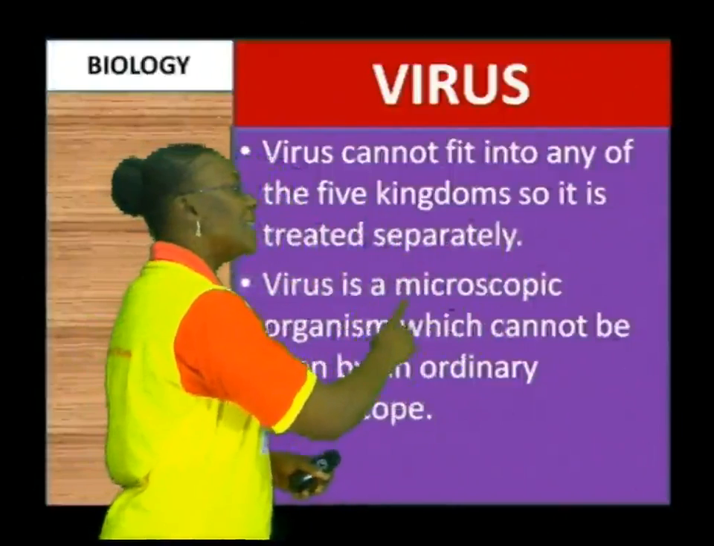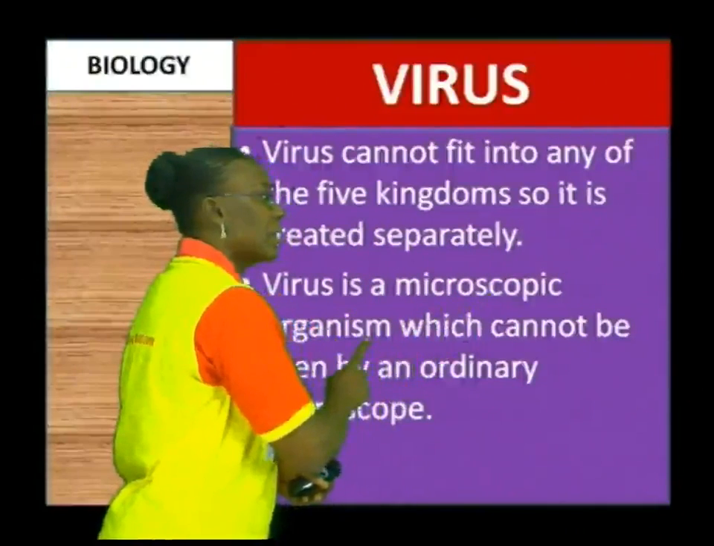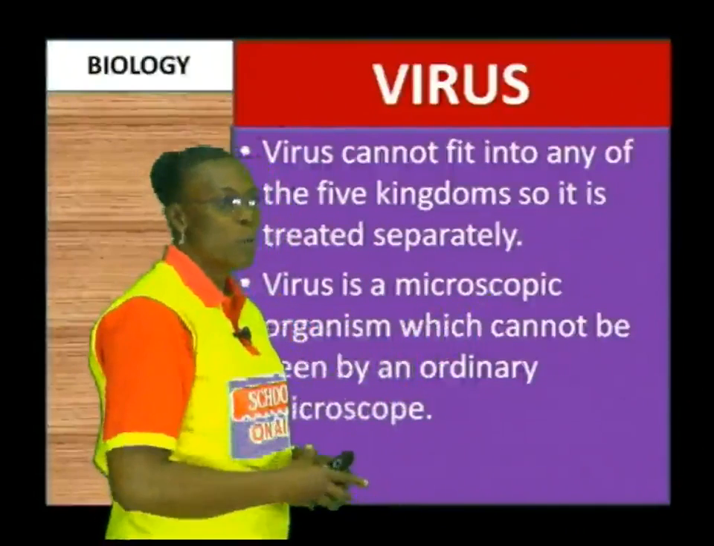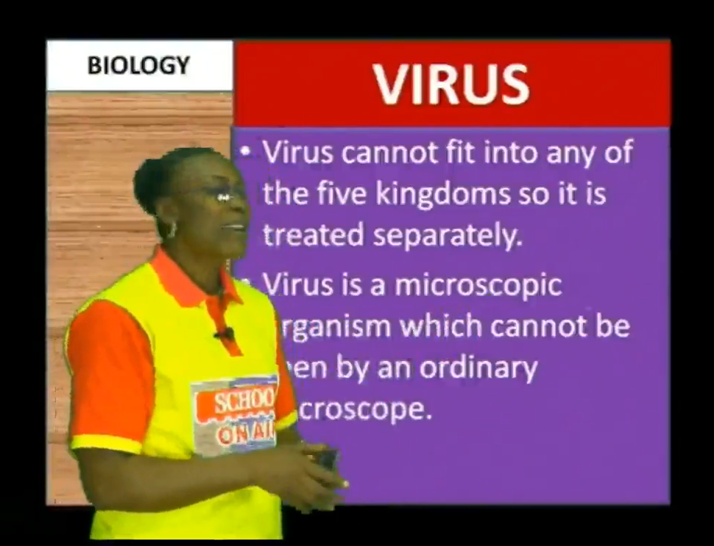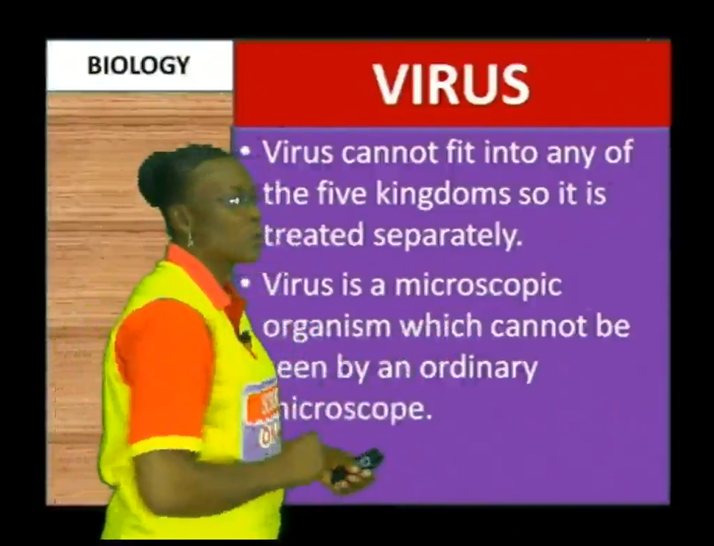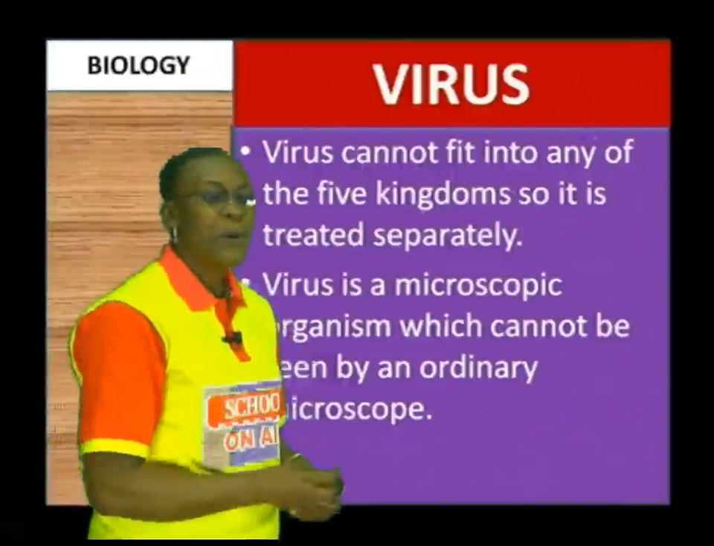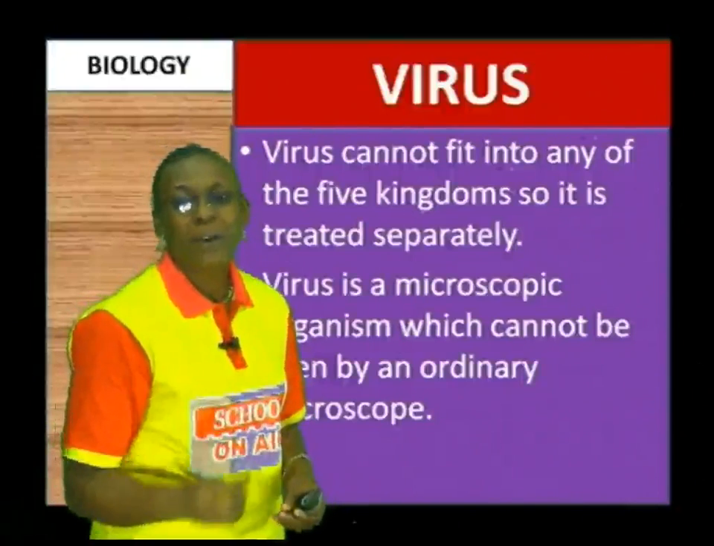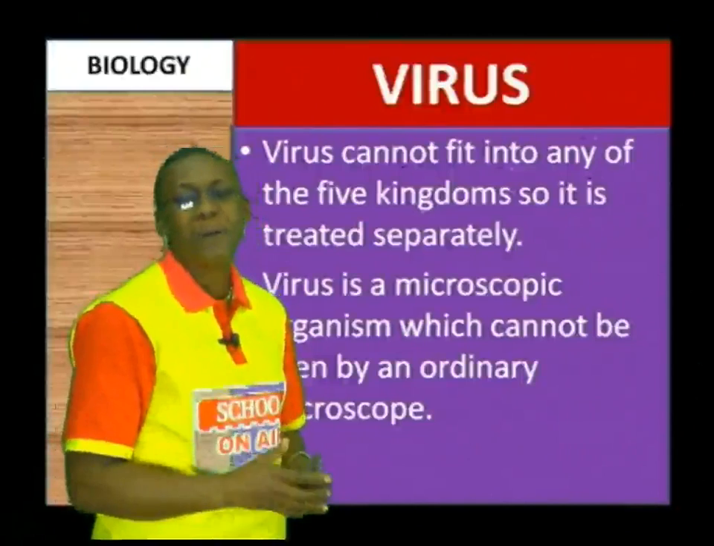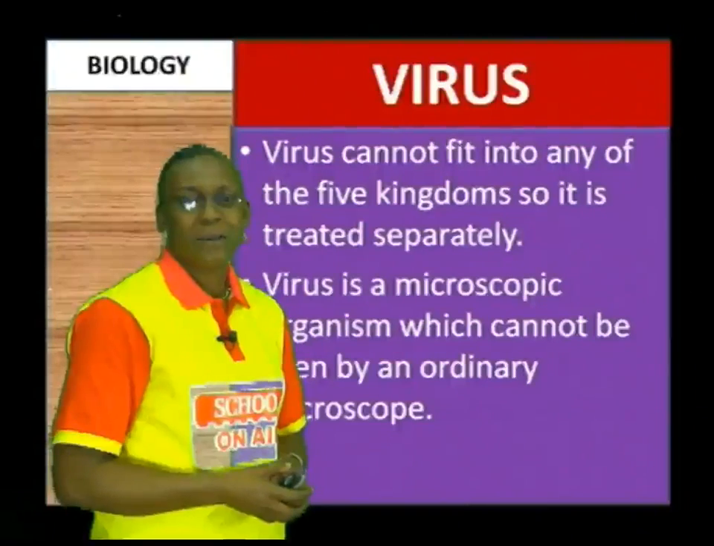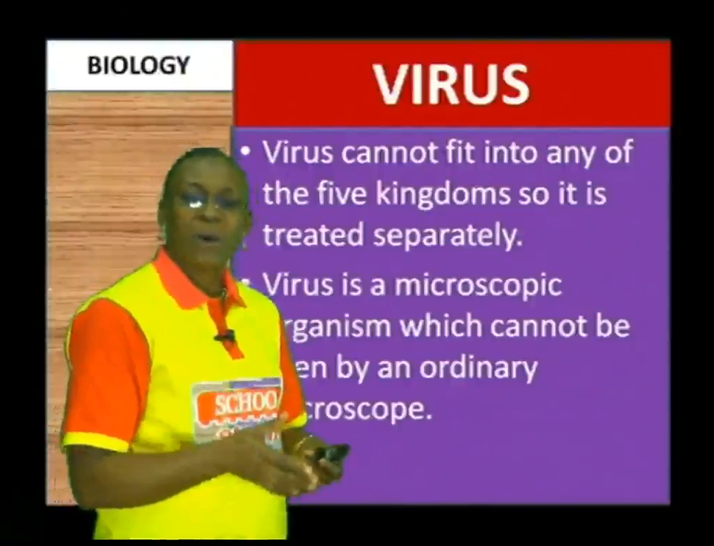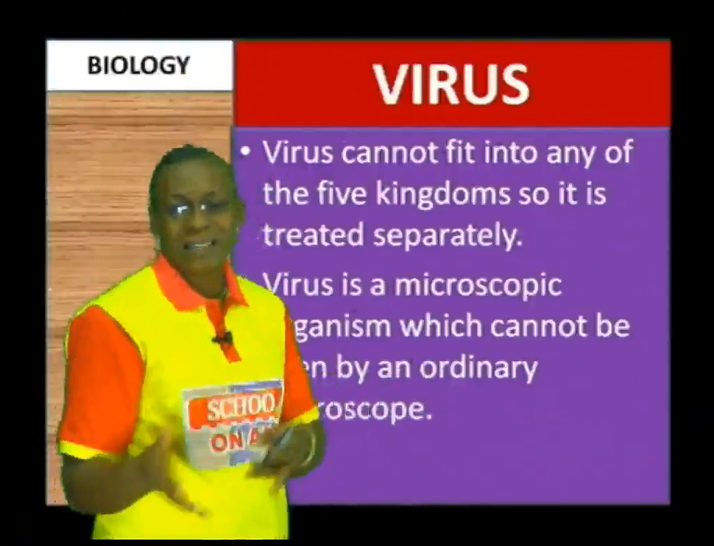Now, virus is a microscopic organism. If you can say microscopic, you'll be very correct. Because virus is so tiny that you cannot even see it with an ordinary microscope. You can only view a virus with an electron microscope, which is one of the most powerful microscopes. It is the tiniest of living things, or we can put it as a living thing, because we are going to see virus as a living thing and as a non-living thing.